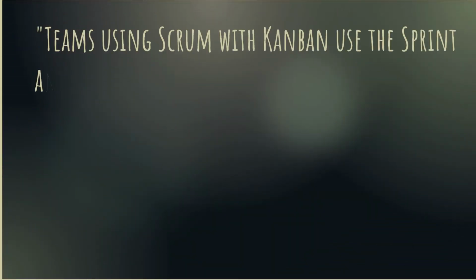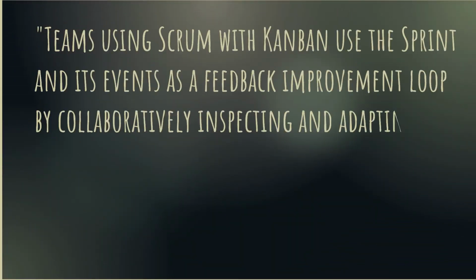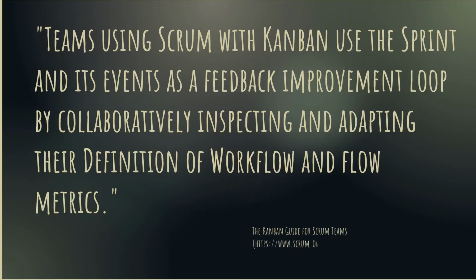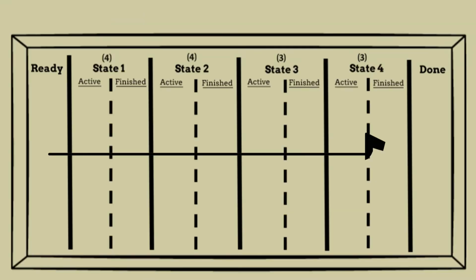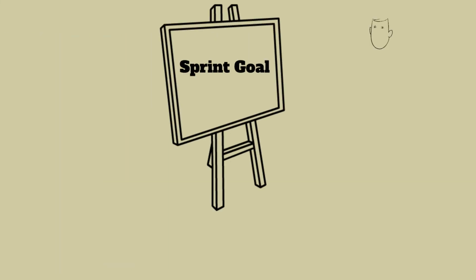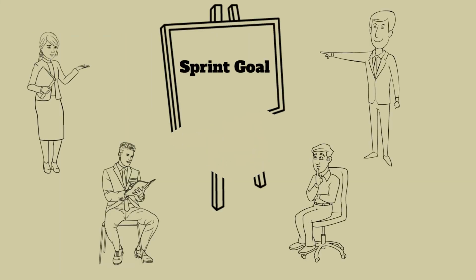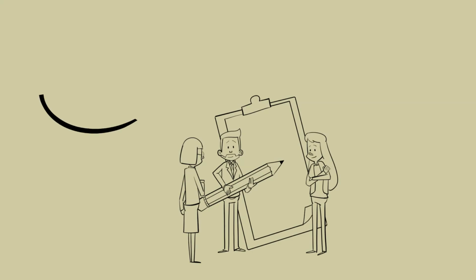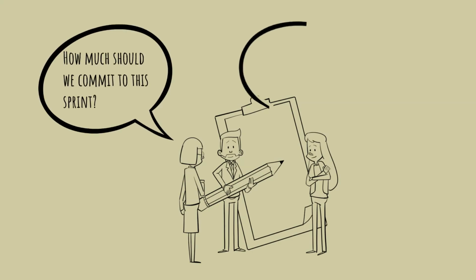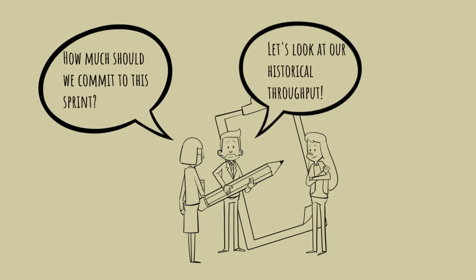The sprint is leveraged as a feedback loop to continually inspect and adapt the definition of workflow. The focus is on delivering value 1 or more times during the sprint. This is done by closely collaborating around the sprint goal. At sprint planning, the team uses historical throughput data to plan how much work they can commit to during the sprint.